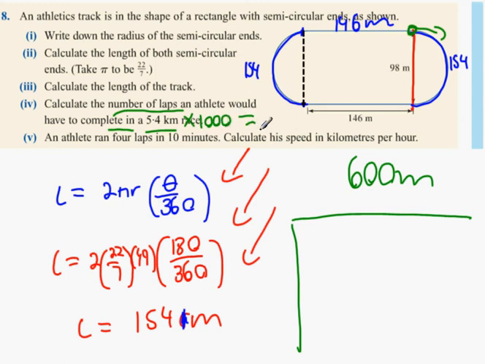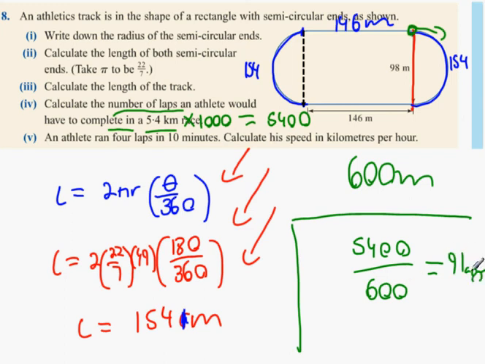Multiply by 1,000. Kilometers, kilo, means there's 1,000 meters in 1 kilometer. So it's 5,400. 5,400 is the distance we want. How many 600s will divide into that? What do we get? 5,400 divided by 600? 9 laps. Anybody get 9 laps? Yes. Did you? No.